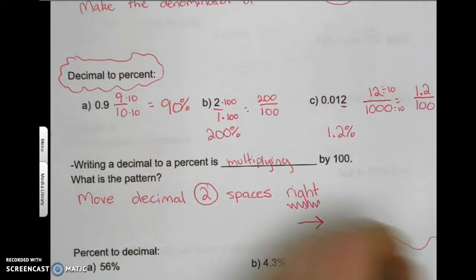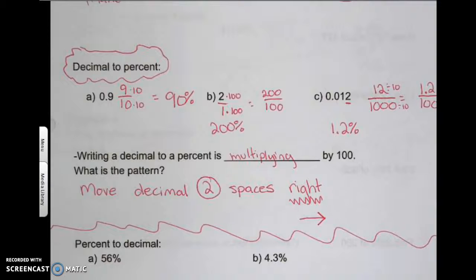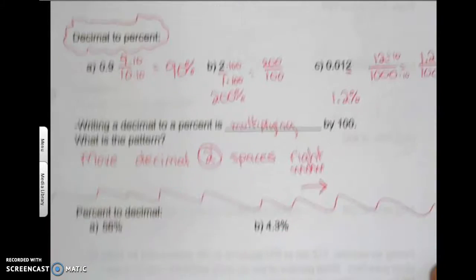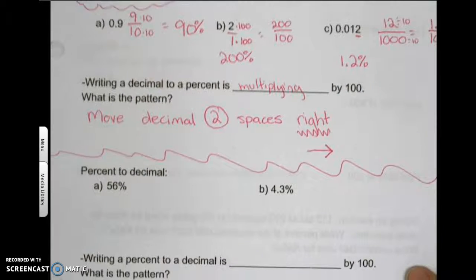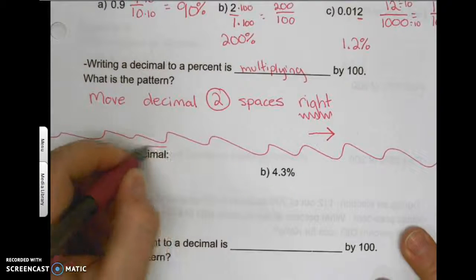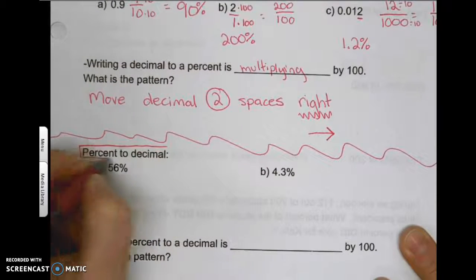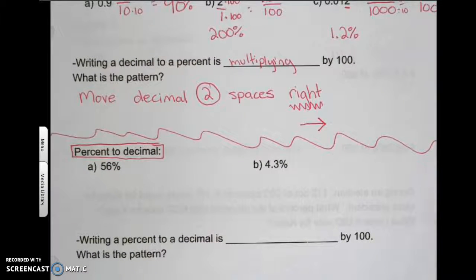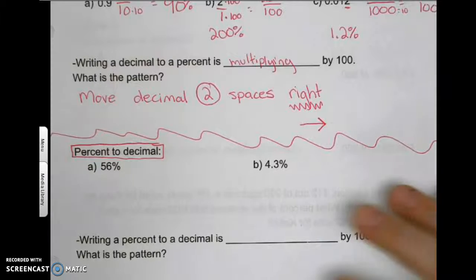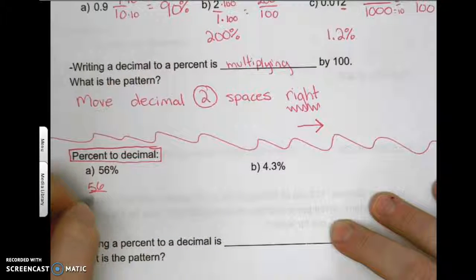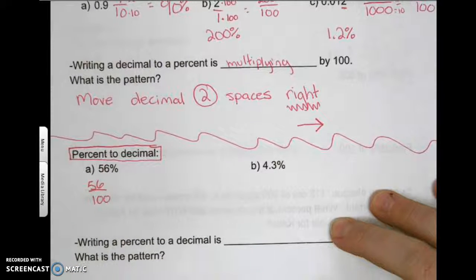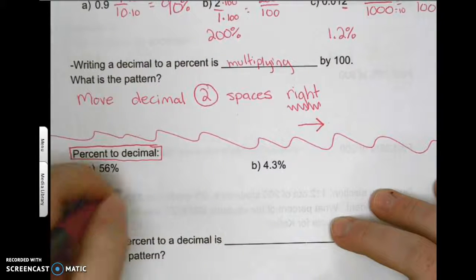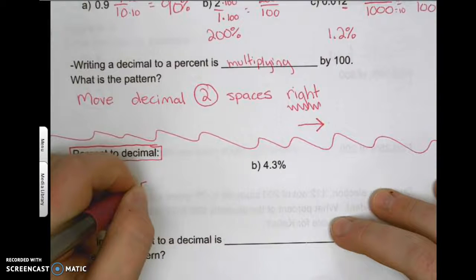So now we're moving on to the other way. Now we're moving in the opposite direction. We're going from a percent to a decimal, which in general is pretty similar. So we're going to look for patterns that we can use for these. But first, why not change them into fractions as well? If I have 56%, that's 56 over 100, or 56 hundredths, which looks like 0.56.